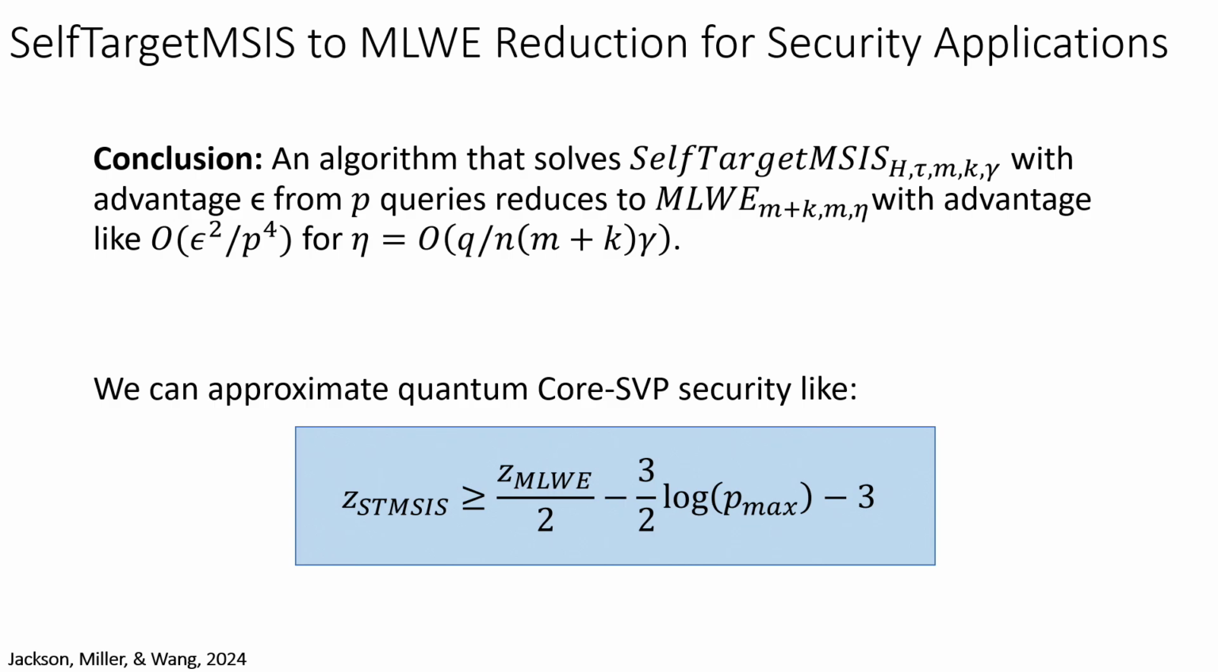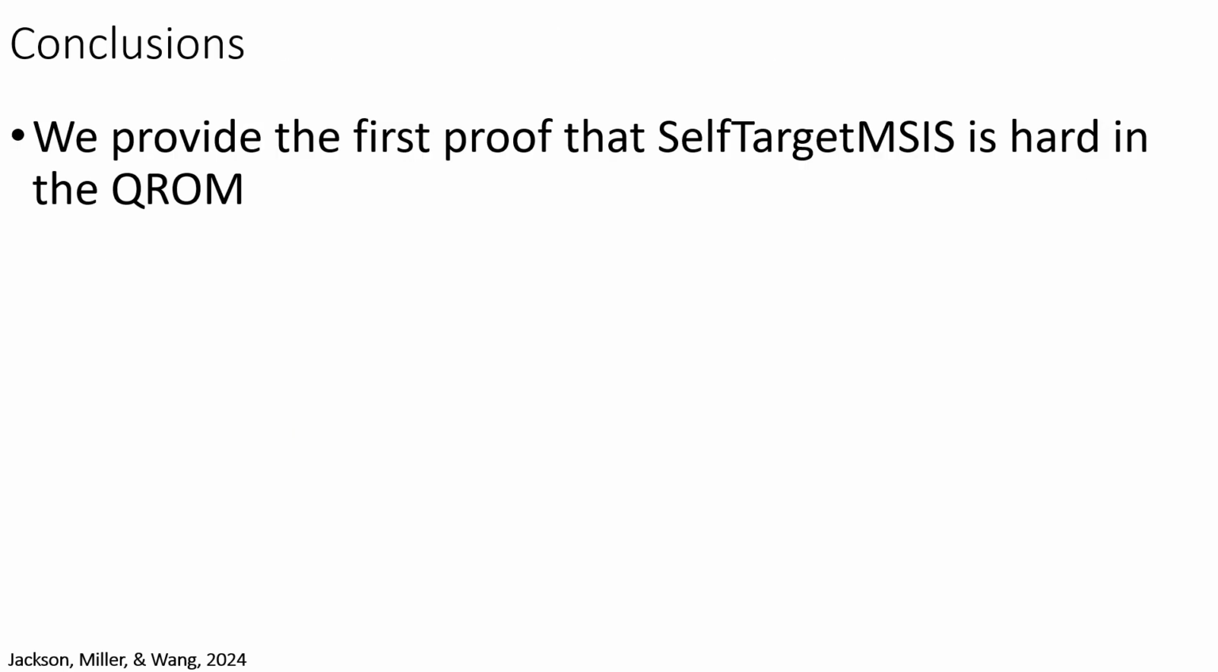Specifically, we look at the quantum core SVP security, which is just a very common way to quantify security of lattice problems in a post-quantum setting. And we would conclude that the quantum core SVP of self-target MSIS is at least as high as this function here of the quantum core SVP of MLWE, as well as P max, which is sort of the maximum allowed number of queries you allow for an attack on self-target MSIS.